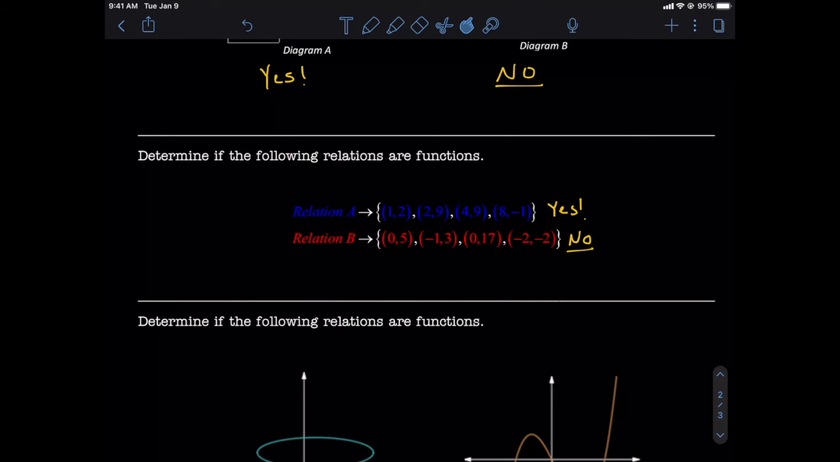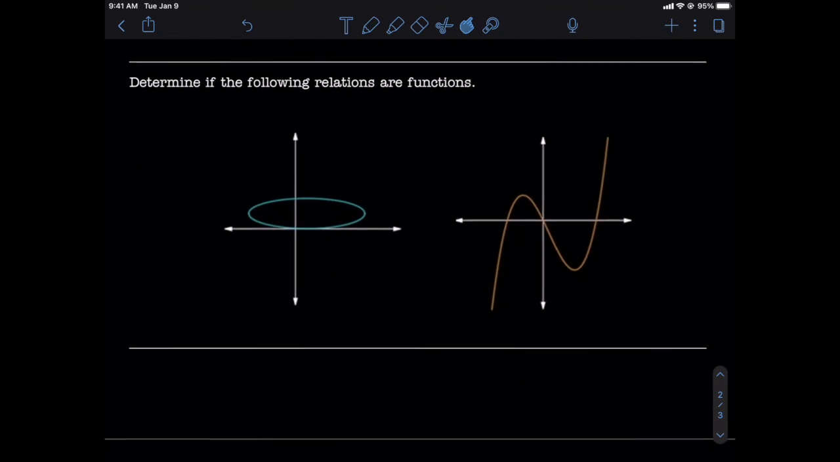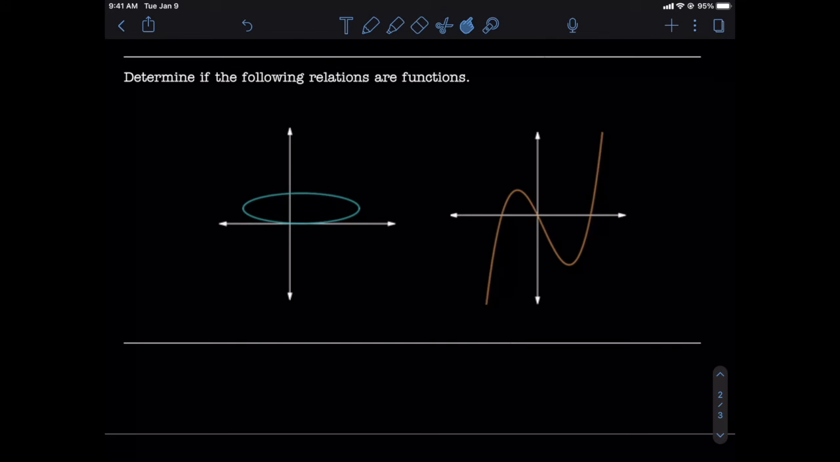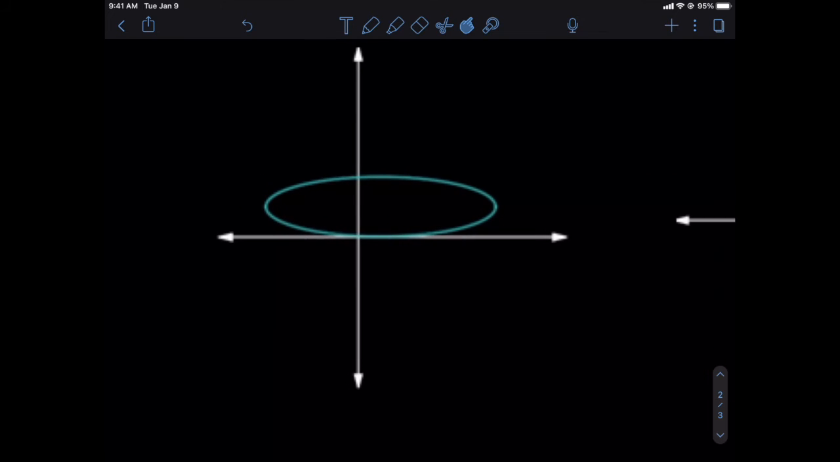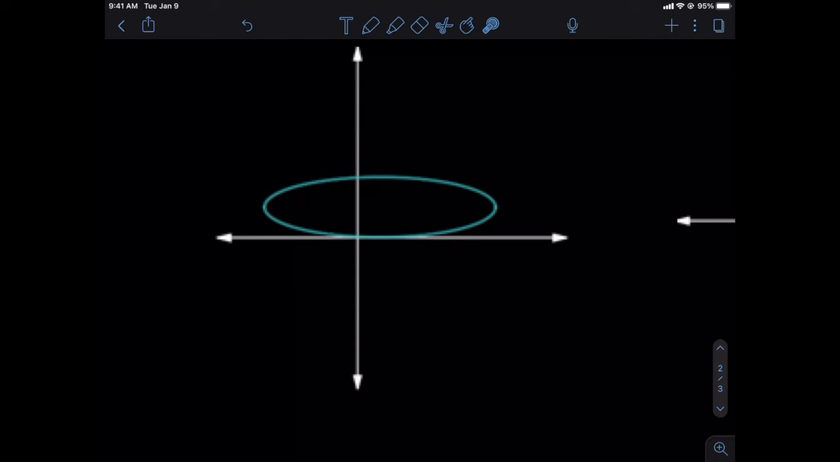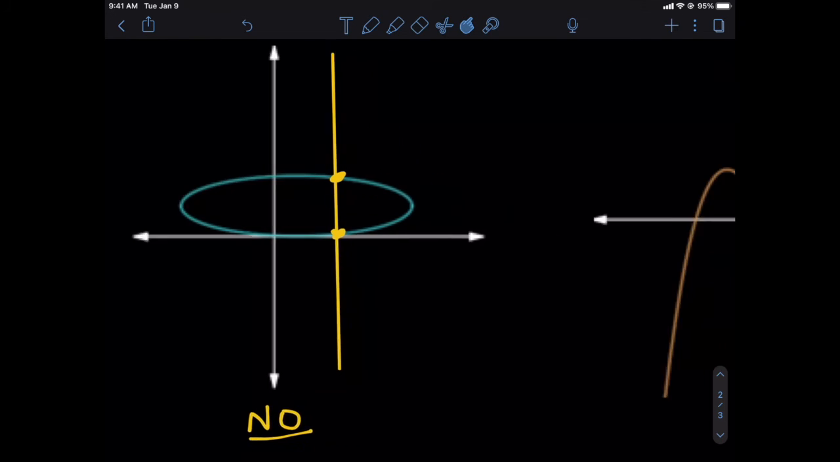Let's go ahead and take a look at what happens when our relations are expressed as graphs. To tell if a graph represents a function, we perform the vertical line test, which says if you can draw any vertical line that passes through your curve more than once, then it's not a function. In our first graph here, we can see that yes, indeed, we can draw a vertical line that passes through more than once. Take this one, for example. It passes through here and also here. Therefore, we fail the vertical line test, which says no, this graph is not a function.